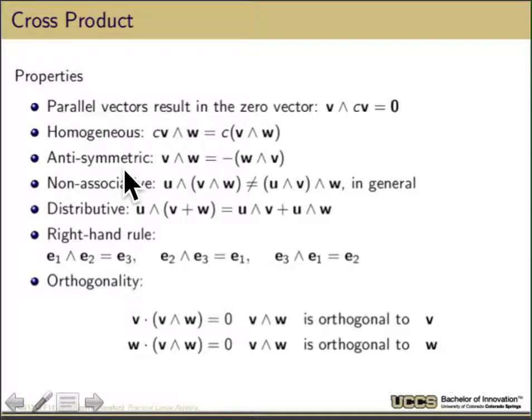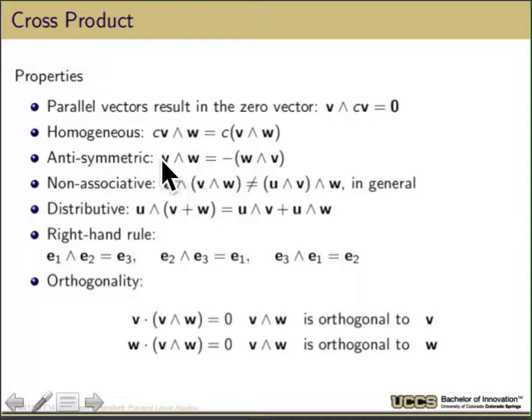It has a property called antisymmetric. We talked about symmetric properties, where for the dot product, V dot W is equal to W dot V. Well, for the cross product, it's antisymmetric. V cross W is equal to minus W cross V. In fact, you can see that if you think about the way the right-hand rule works and the directions you have to point if you change the order and you want to go in the other order.